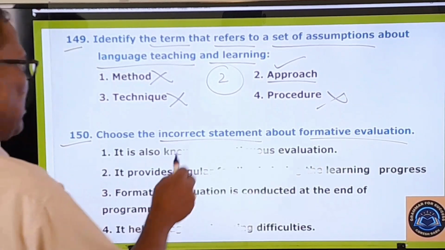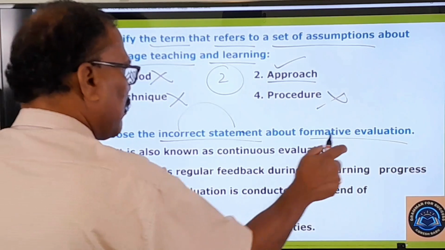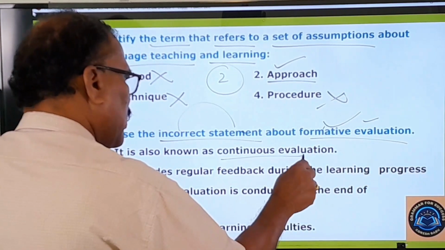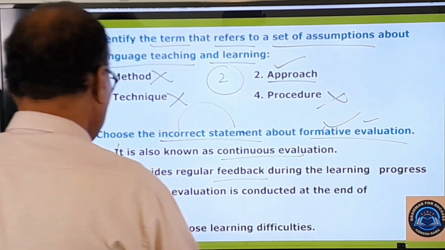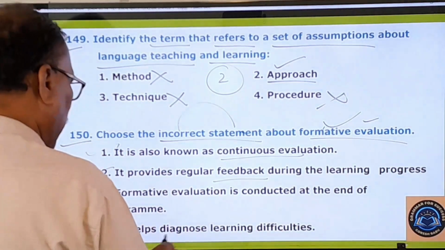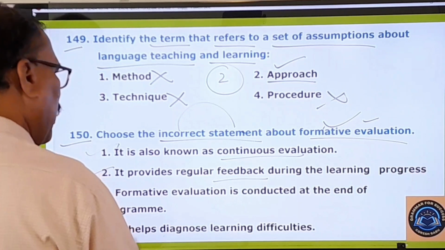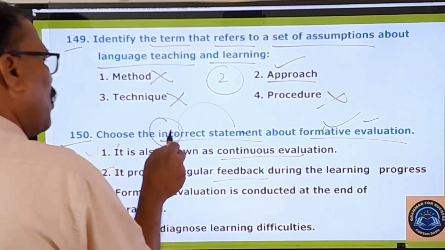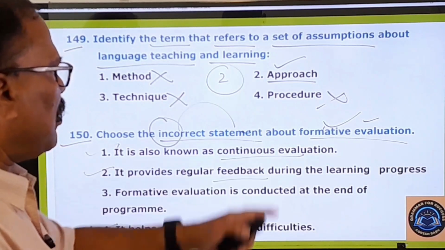And here, what is the incorrect statement? It is also known as continuous evaluation. Formative evaluation is a continuous evaluation. This is the right one. It provides regular feedback during the learning process, the correct one. And it helps to diagnose learning difficulties, correct one. The first, second and fourth are correct statements. But he is asking you for the incorrect statement. What is the incorrect statement about formative evaluation?